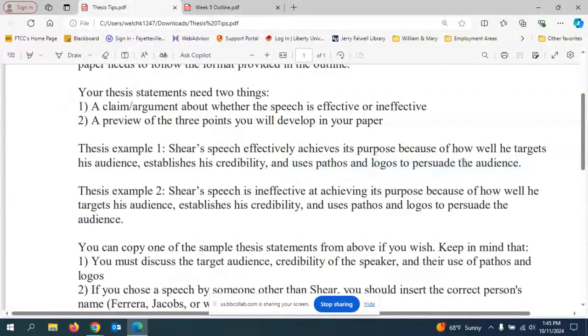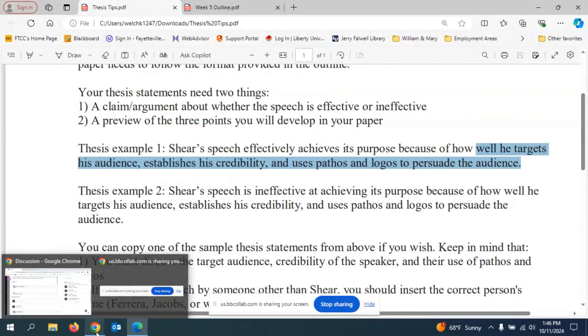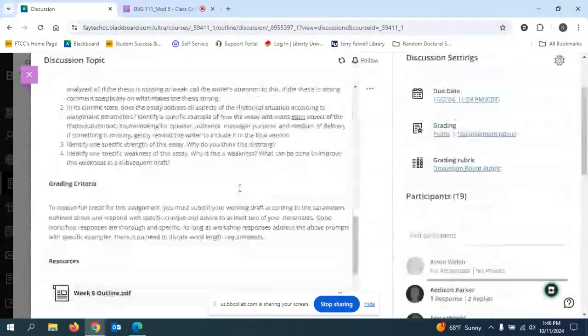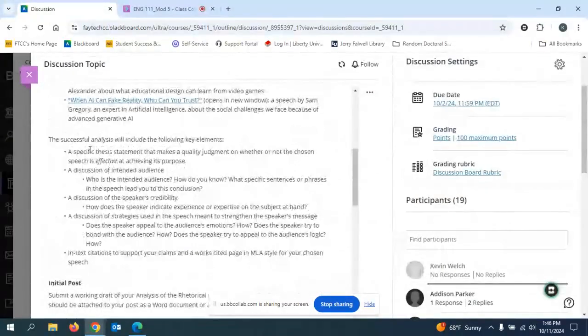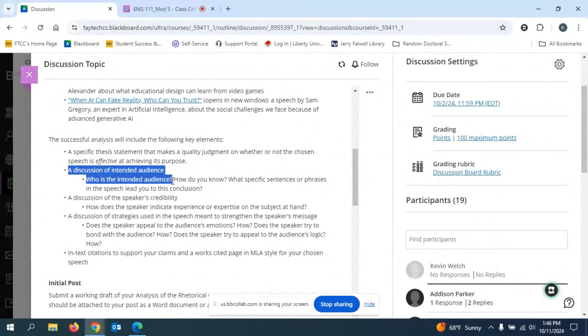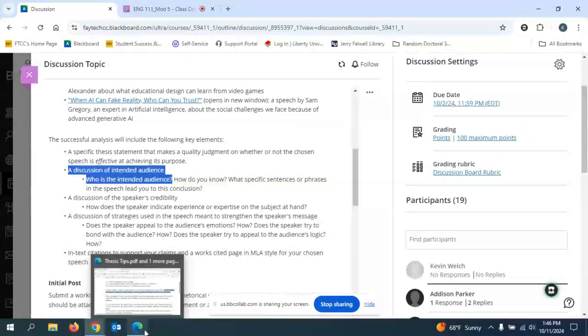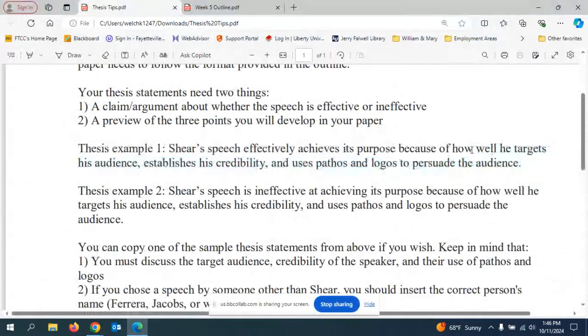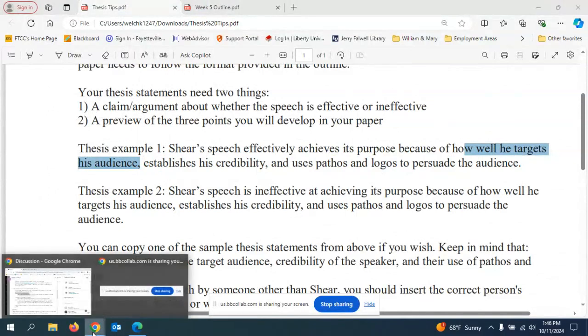Now you might go, okay, well, how did you come up with these 3 points? Folks, reading the details of an assignment is crucial to your success at completing that assignment. The assignment tells you what 3 things you've got to include in your paper. Check it out. What does it say I need? A thesis statement, which we're talking about, but I have to discuss the intended audience. That was my first point. I say that he achieves this purpose because of how he targets his audience.